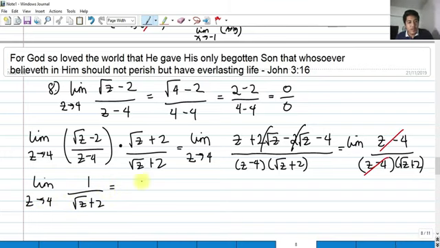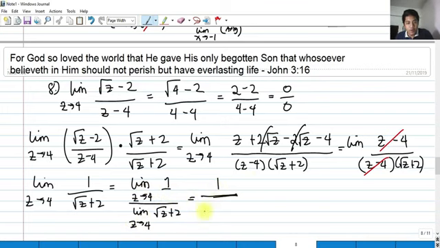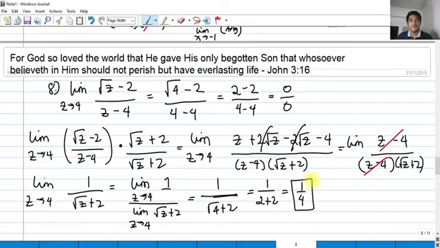So let's try to evaluate the limit. The limit of 1 as z approaches 4 over the limit of the square root of z plus 2 as z approaches 4. The limit of a constant is the constant itself, so 1. So we have 1 over the square root of 4 plus 2. The square root of 4 is 2, plus 2, so we have 1 over 4.